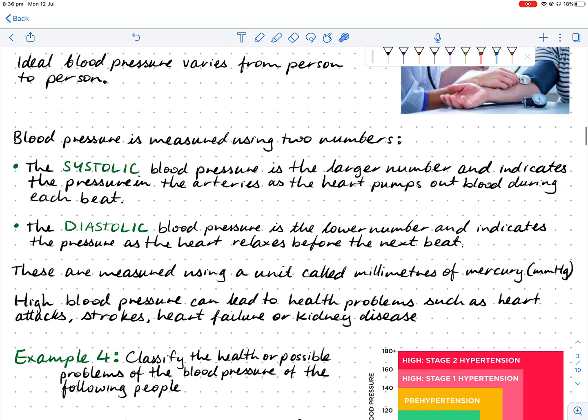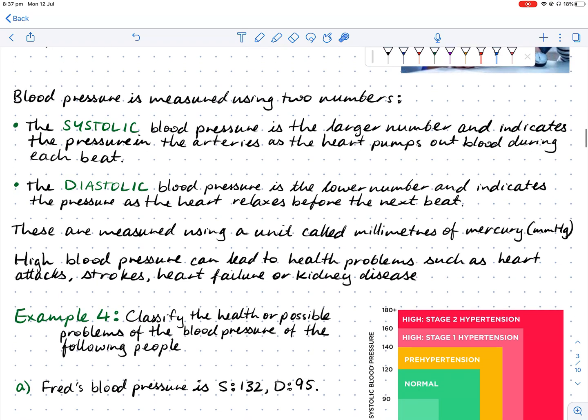So blood pressure is measured using two numbers. The systolic blood pressure is usually the bigger number, and it shows the pressure in the arteries as the heart pumps out blood. The diastolic blood pressure is the lower number, usually the second one, and it indicates the pressure as the heart relaxes before it beats the next time.